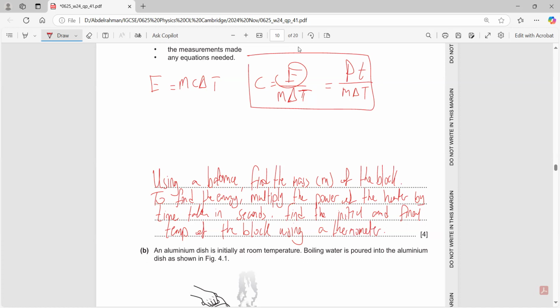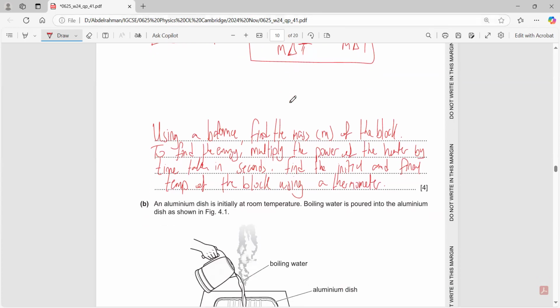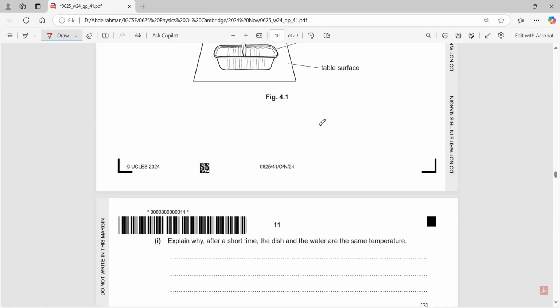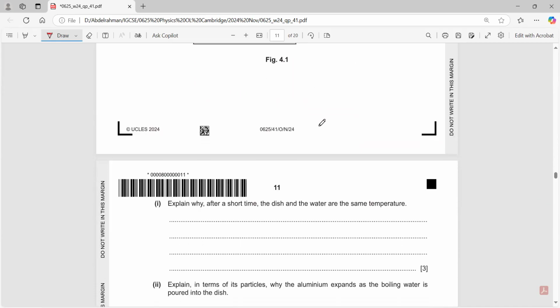Okay, now, an aluminum dish is initially at room temperature. Boiling water is poured into the aluminum dish as shown. Explain why after a short time the dish and water are the same temperature. Why is that so? Well, initially the temperature of the aluminum dish is at room temperature, 20 something. Boiling water is at 100 degrees Celsius.